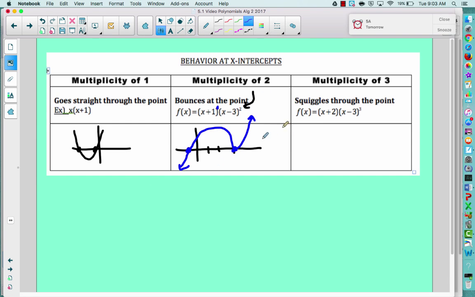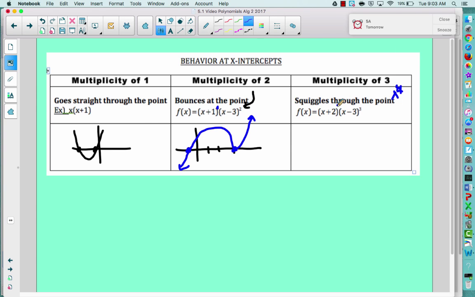All right, and the multiplicity of 3 squiggles through the point. We talked about that squiggle before. Now, I see that this graph actually is a degree 4 graph.